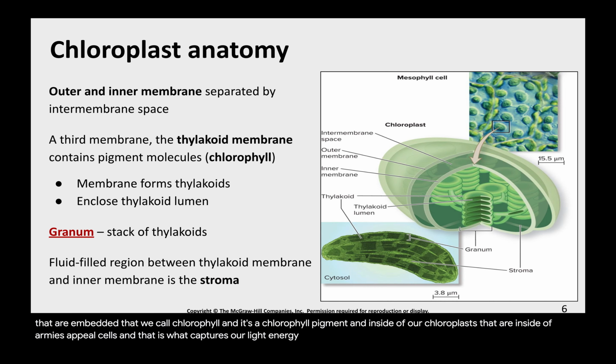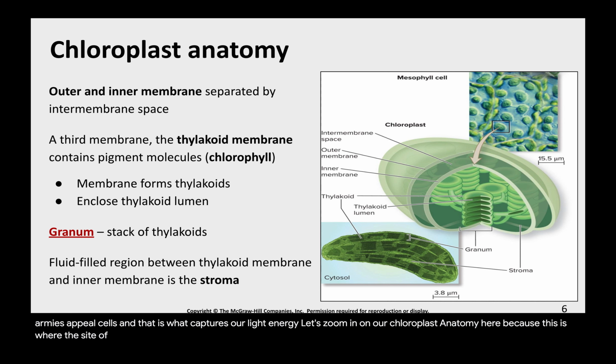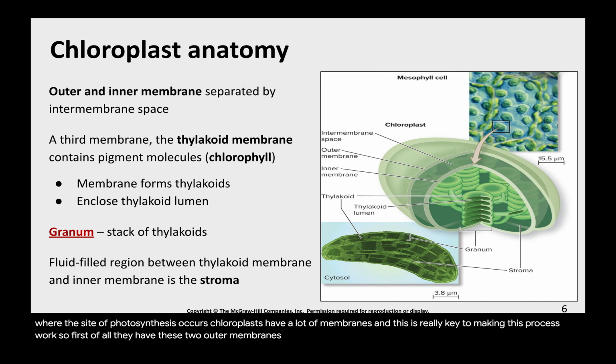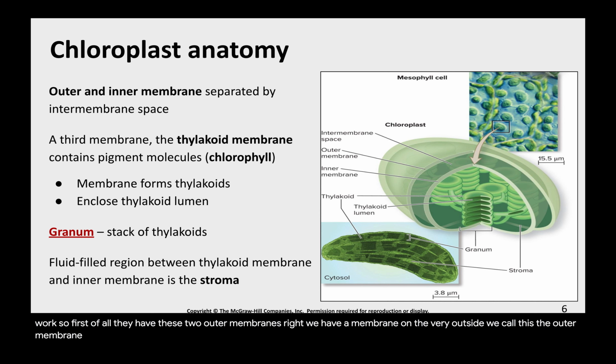All right, so let's zoom in on our chloroplast anatomy here because this is where the site of photosynthesis occurs. Chloroplasts have a lot of membranes, and this is really key to making this process work. So first of all, they have these two outer membranes. We have a membrane on the very outside. We call this the outer membrane. We have a membrane towards the inside of our chloroplast. We call it the inner membrane. And that space in between would be the intermembrane space.